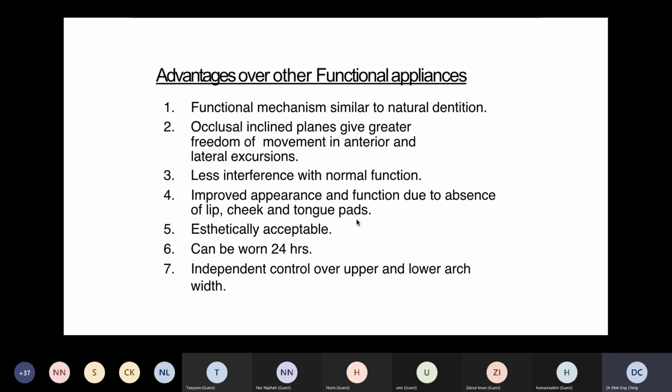Sometimes if you open the mouth with a drop, then maybe the patient can only wear it at night time. Another advantage is independent control over the upper and lower arch. With two pieces, you can do separate movement. For example, you can put a jack spring on the top and a finger spring on the bottom. You can do separate movement with two pieces of appliances.